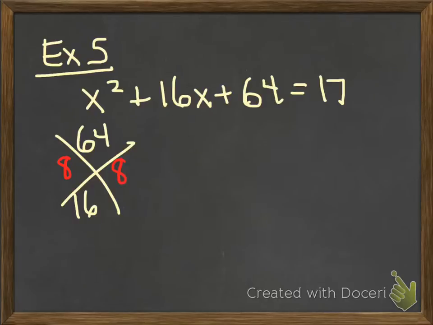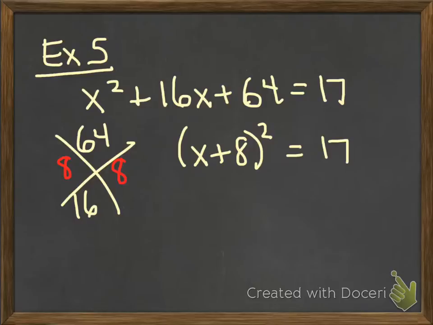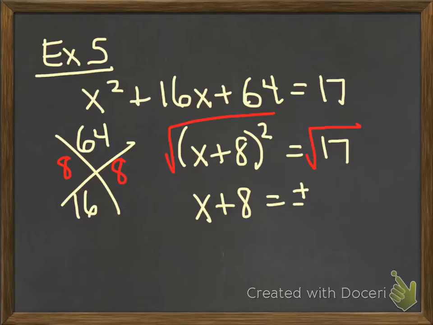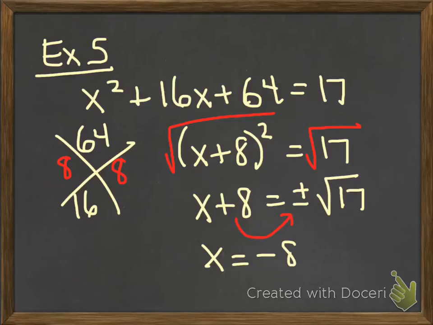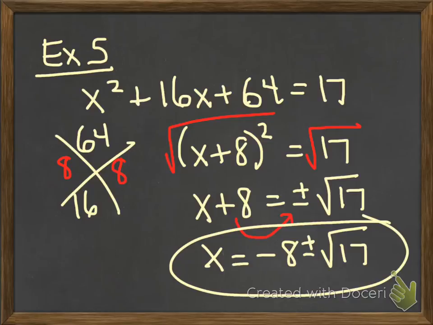So then really on this left side I have x plus 8 squared, because it's x plus 8 times x plus 8, equals 17. You're going to take the square root of both sides. Then when you do that you get regular x plus 8 equals plus or minus the square root of 17. You bring the 8 to the other side in front of the plus minus. So now we have x equals negative 8 plus or minus the square root of 17. So the two answers are negative 8 plus radical 17 and negative 8 minus radical 17.